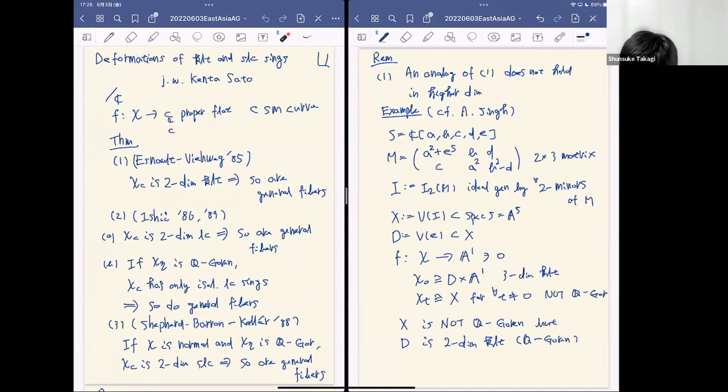So not Gorenstein means not KLT or not log canonical. Because of such an example, in higher dimension we need to assume the Gorenstein condition, and that's why, for example, in the result of Ishii, she assumed that the generic fiber is Gorenstein. Similarly, in the result of Shepherd-Barron and Kollár, they also assumed the generic fiber is Gorenstein.